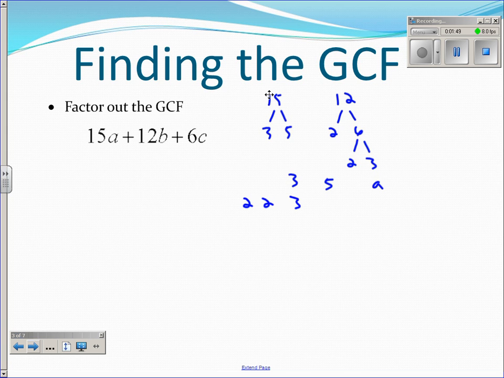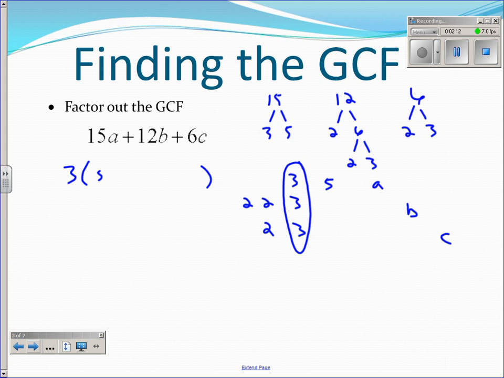Make sure we line the 3s up with the 3s and not put a 2 underneath it. And we would like to go in order from smallest to biggest. 6, that's 2 and 3. So I'm going to put the 2 underneath the 2 and the 3 underneath the 3. So what do we have that's the same in all 3 rows? We have a 3. So my GCF is 3.